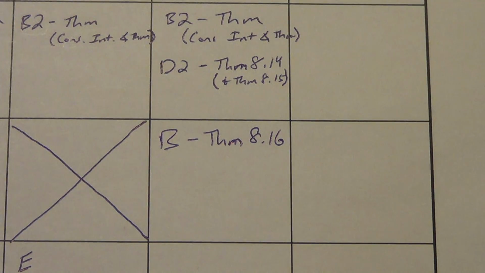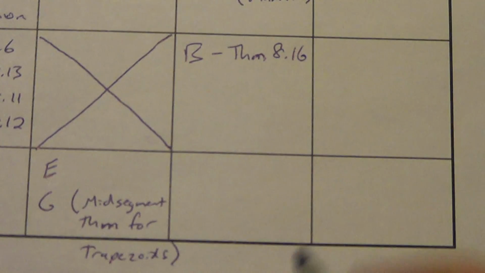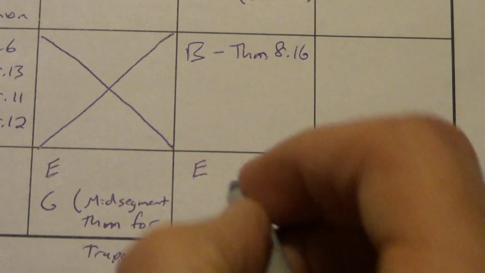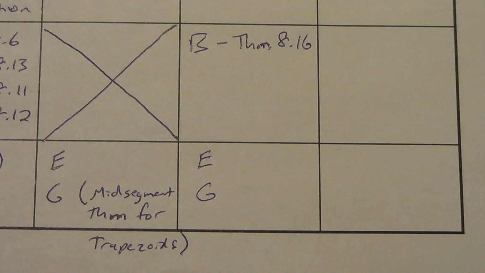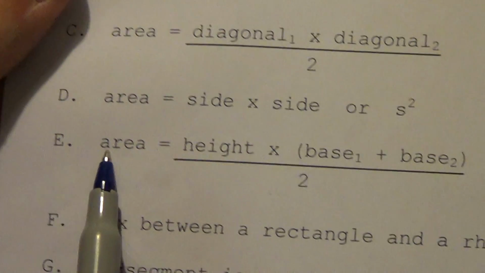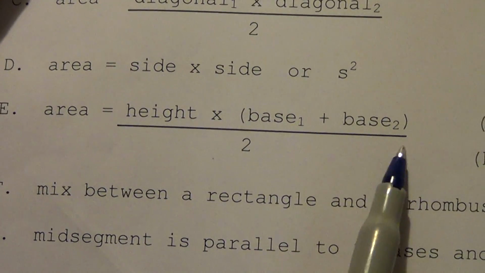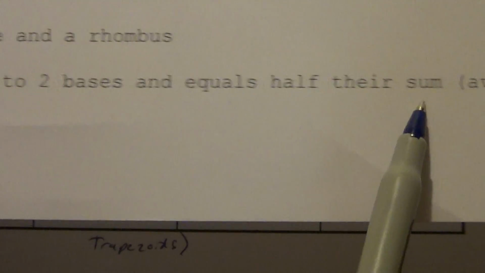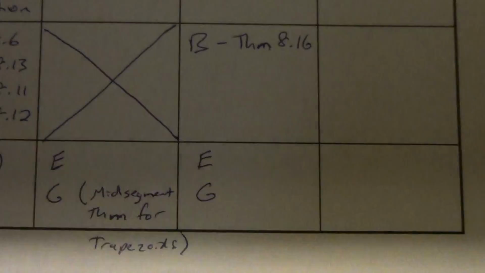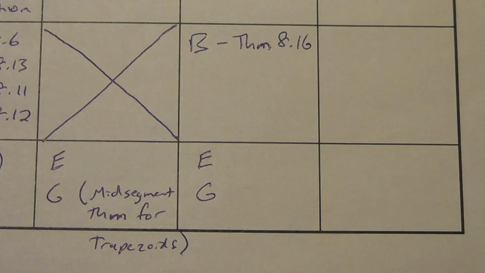Okay. Now, going down to the very end part here, E is still going to be true, and G is still going to be true. If it works for a typical, kind of normal looking trapezoid, it's going to work for an isosceles trapezoid as well. So what were E and G? Come back here. Area equals height times base 1 plus base 2 over 2. We talked about that in the other video. And then the midsegment is parallel to the two bases and equals half their sum. We also talked about that in the other video. All right, so those still work. I'm not going to draw new examples of those. If you understood them in the previous video, you should understand them in this video as well.